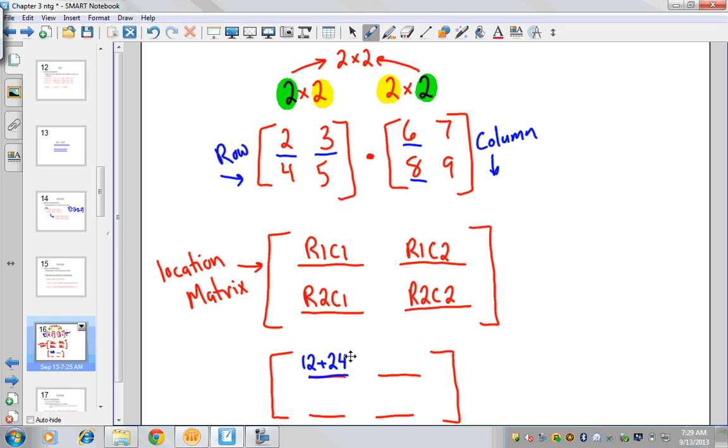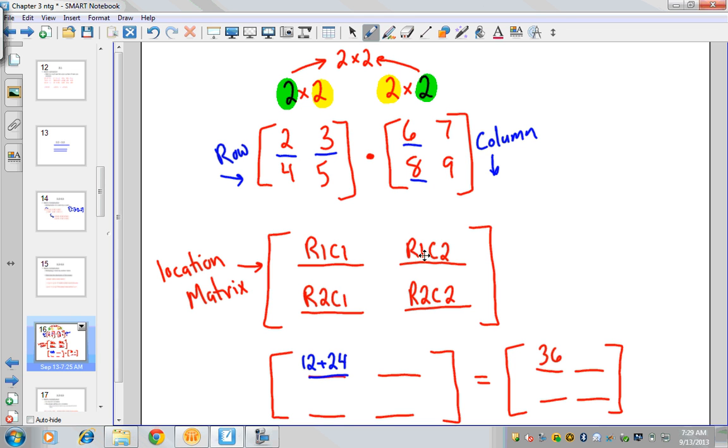And of course, you would add that. So I guess I should have made another final matrix here. So that means let me put the blanks again just so I keep everything organized. So my answer here would be 36. All right, let's try another one.